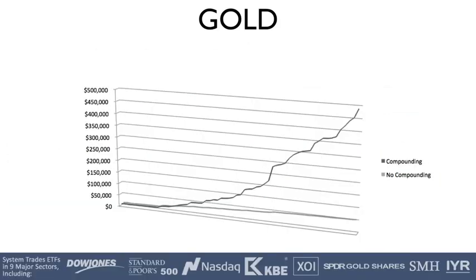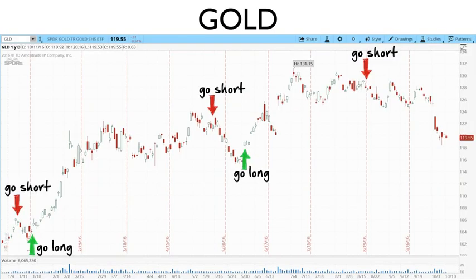Gold, which is represented by the GLD sector, we turned $10,000 into nearly $500,000. You can see the trades there.